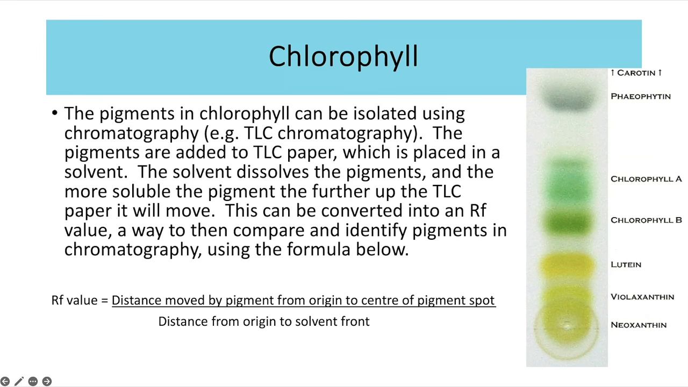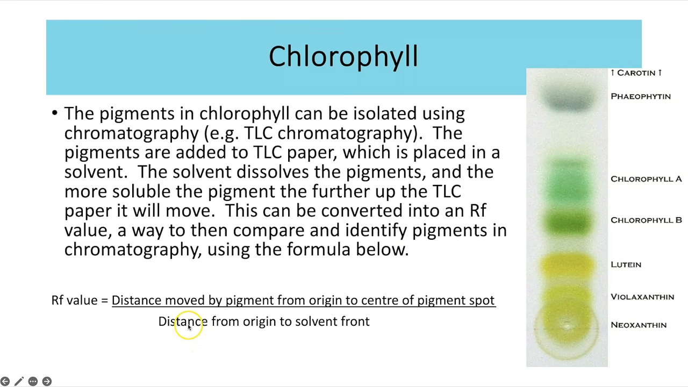You can then calculate an RF value, which is a value that you can use to compare and identify pigments in chromatography. And the way you work out an RF value is using this formula below. So you'd have to measure with a ruler the distance moved by the pigment from the origin point to the centre of the point of the pigment. So looking at the distance the pigment moved. And we'd measure it from the centre because you can see here that the pigment is actually quite spread out. So measuring from the centre each time standardises the method, but also it's a way of working out the average distance moved.